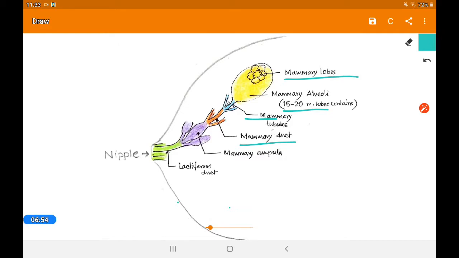Mammary ducts, when they join together, form the ampulla. This ampulla is connected to the lactiferous duct, and the several lactiferous ducts open in the nipple. Okay, now I think it is not difficult to understand how these are arranged inside the mammary gland.